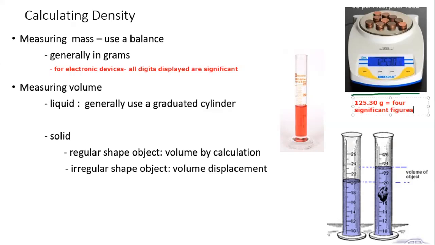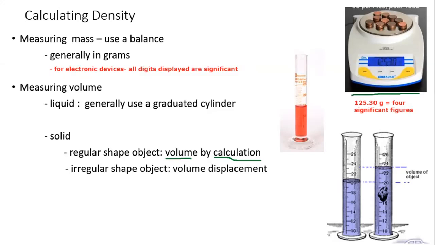Now for a solid, it depends. So for the solid, if it's a regular shaped object, we can do volume by calculation. So for example, if it's a sphere, we know that the volume of a sphere is 4/3 pi r cubed. If it's a cube, we know the volume of a cube is just the side of the cube cubed. If it's a cylinder, we know that the volume of a cylinder is pi r squared h. So if it's a regular shaped object, you can measure and determine the volume through calculation.